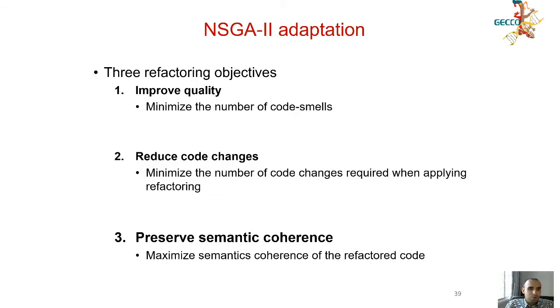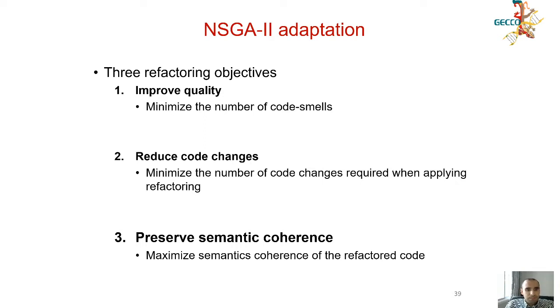As our fitness function, we use three different objective functions. The first one is to improve the quality. Here we count the number of code smells, so our objective is to minimize the number of code smells after the application of refactoring. The second objective function is to reduce the code changes. Our goal is to minimize the number of code changes required when applying refactoring. Our intention here is to keep as much as possible of the initial design. We do not want to take the software project away from its initial design.